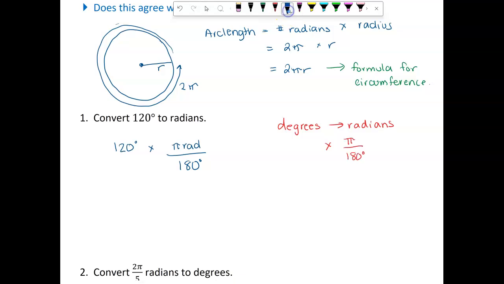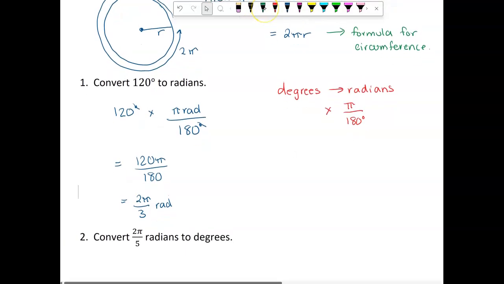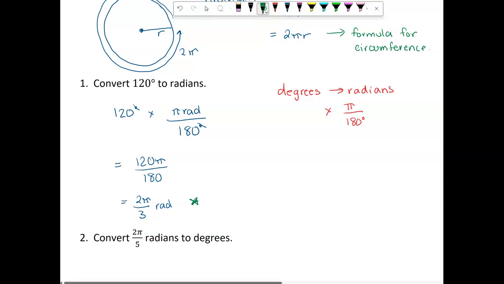And so what happens in this example is that the degrees will cancel out. And so now I just do 120 times pi all over 180. That is simply 120 pi over 180. And you simplify that to 2 pi over 3 radians. Okay? Or just rad for short. One thing to note is that when we talk about radian measure, we're always going to try to leave it as an exact value. Okay?